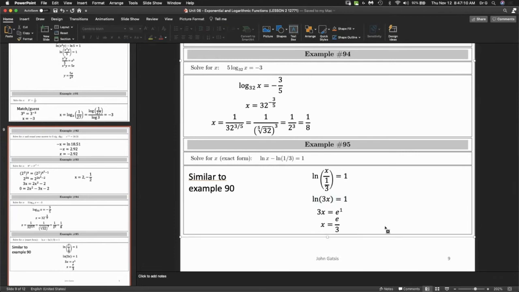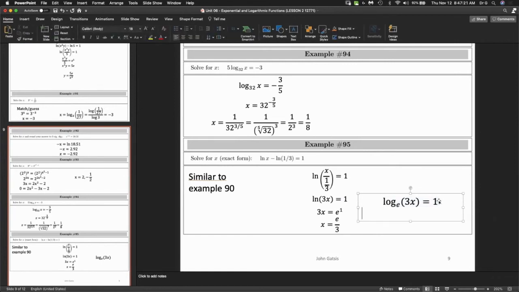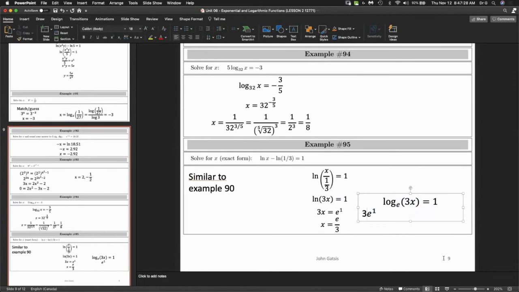So for this step here, Kyle, what I did was, remember that this is saying log base e. It's understood that it's base e. And then what you're doing is twisting it around. So the base is e, the exponent is 1, and that equals 3x. So it has to do with the fact that ln is really log base e. You're welcome.